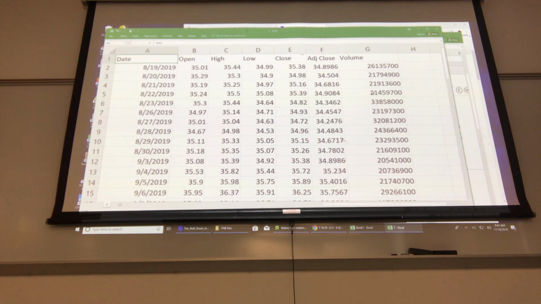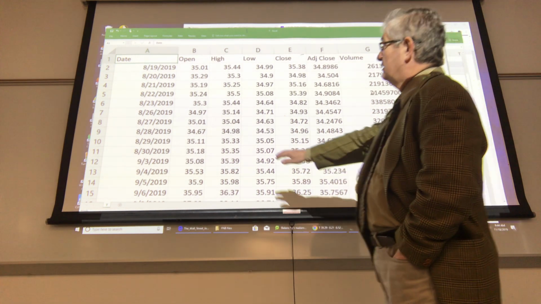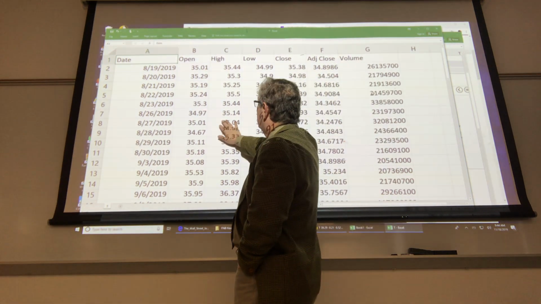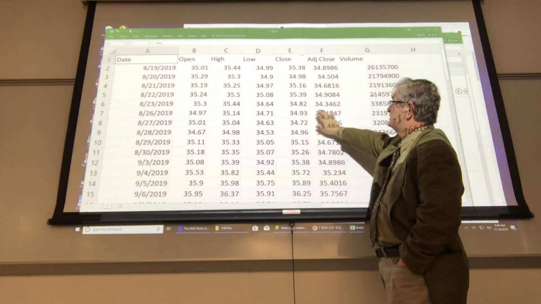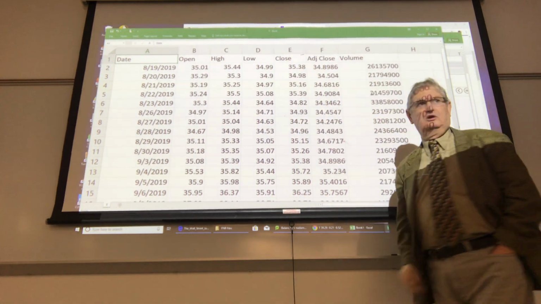This is how easy and how fast you can get your data. From that point on, what is important is to work on your own things with what you would like to do. And you have the information that you need for every day: open price, high price, low price, close price. Adjusted close price is related to this one, and volume.